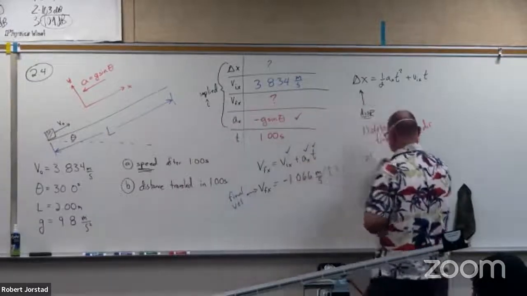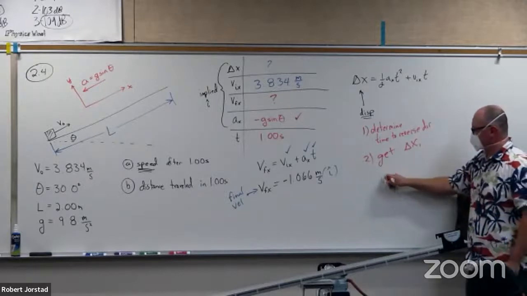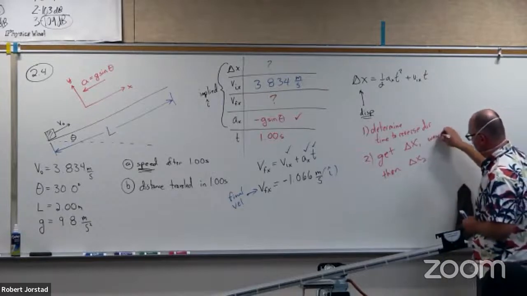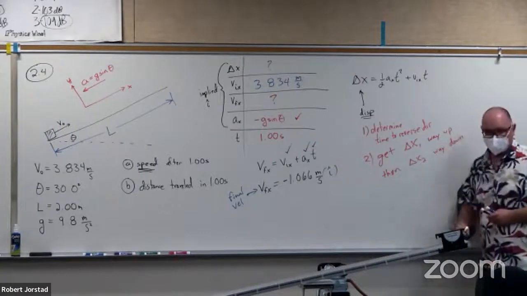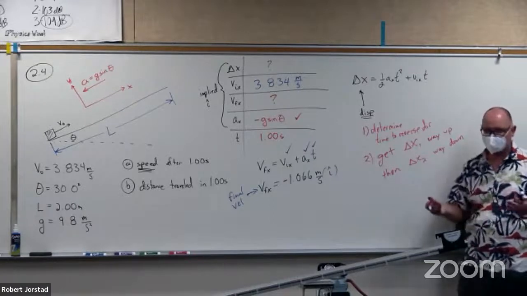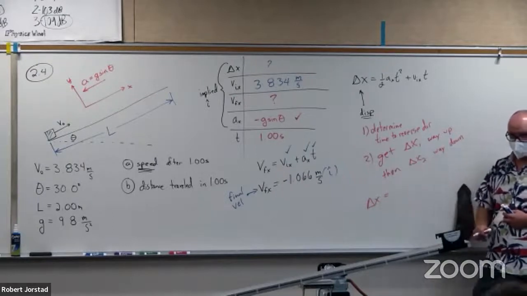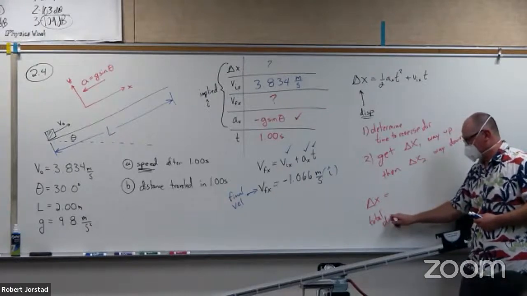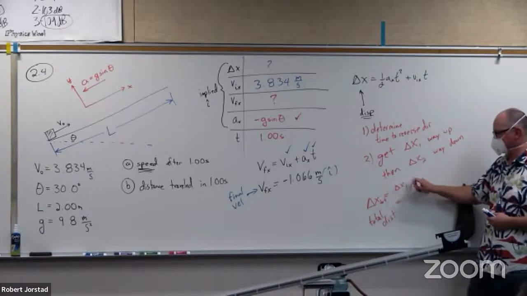Then get delta x1 for the way up, delta x2 for the way down. Do you know what I mean? If you know delta x for the first stage using kinematics, then you could get delta x for the second stage. How can I get the total delta x? Okay. How do I get the total distance then? Delta x total is delta x1 plus delta x2, right?